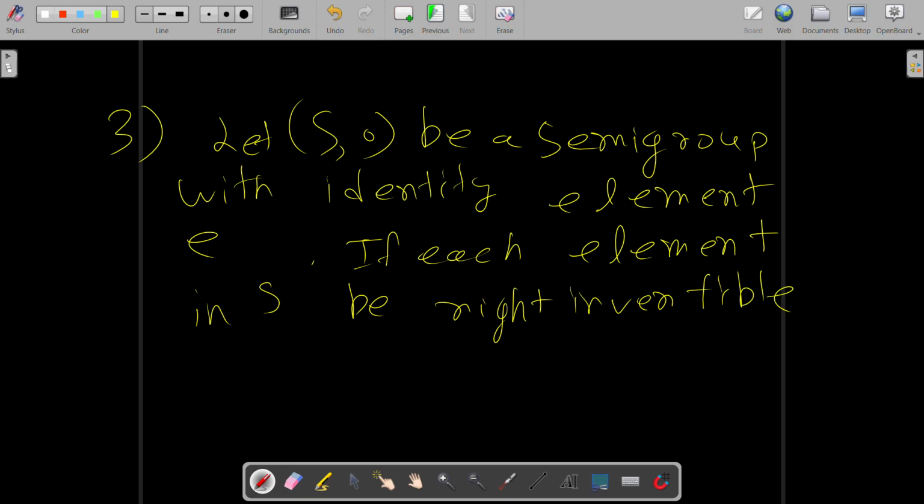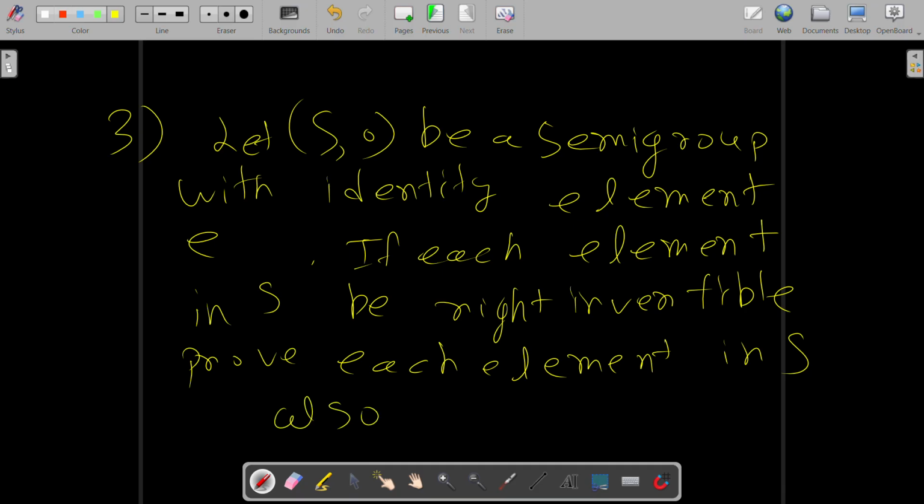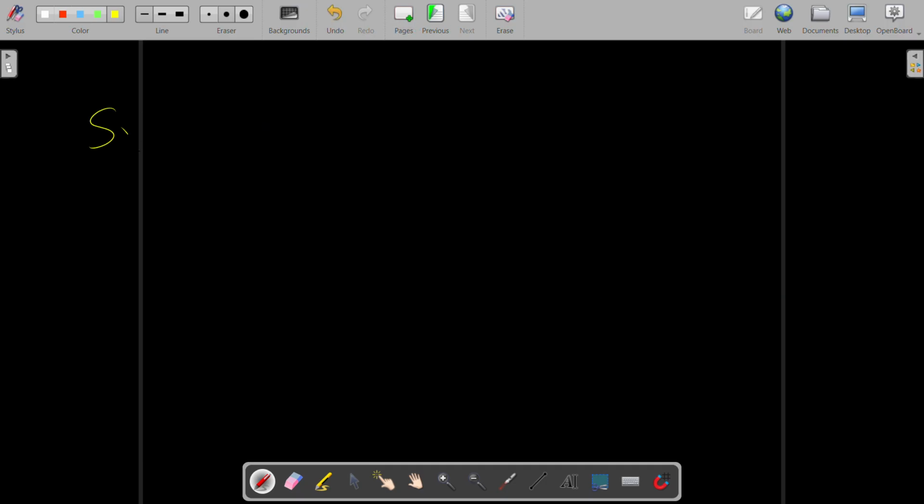prove each element in S is also left invertible. So let's get to the solution.